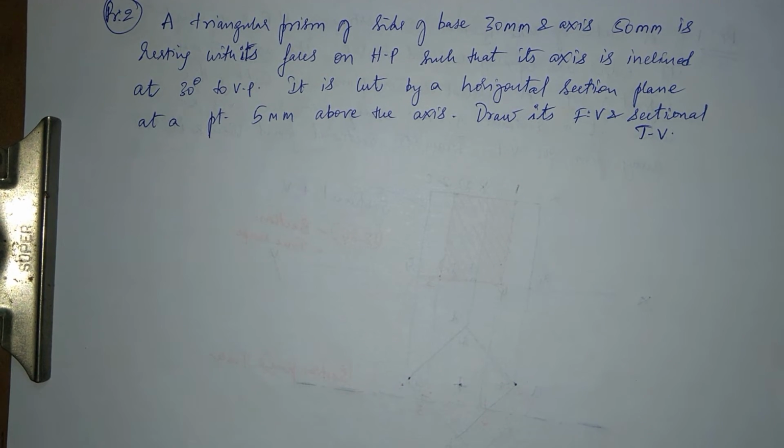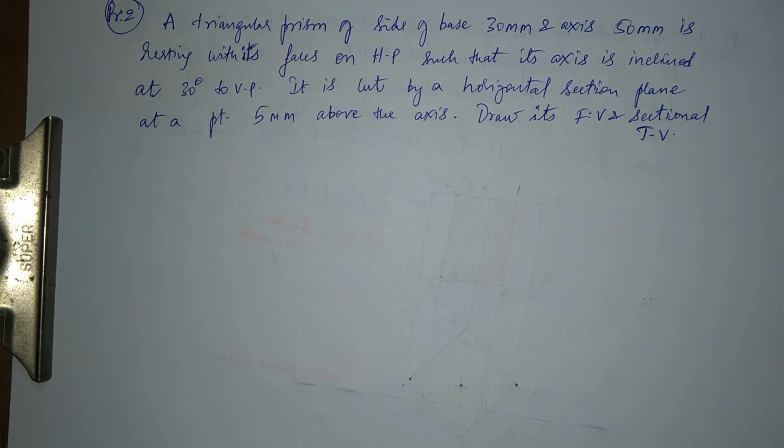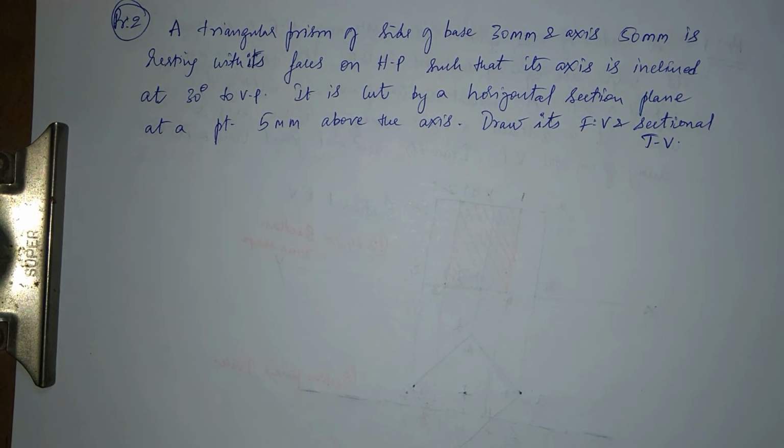Since it is resting with this rectangular face on HP, the first step is to make my axis perpendicular to VP and get the true shape. Then using that true shape, I'll incline my axis at a 30 degree angle to the VP. This is what I'm going to do. Right, so let me just get the front view.